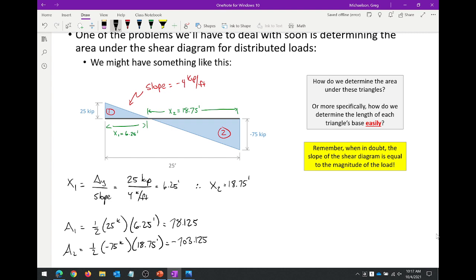Okay, now, what are the units? What should the units be? No. The height is kips, because we've already taken that into account. Right? Foot kips. This is a shear diagram that we are integrating. The integral of the shear diagram is the moment diagram, so the units better be foot kips, right?